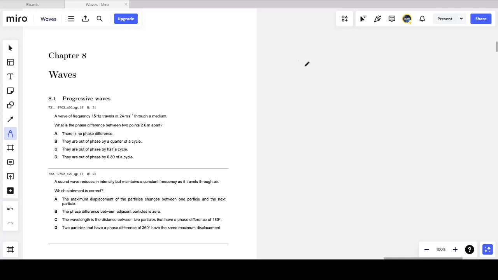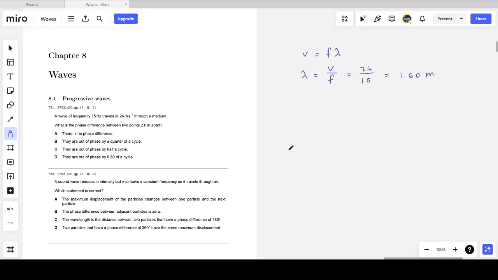So, let's look at the wave equation, shall we? We know that the wave equation v = fλ, meaning I can find the wavelength of this wave. Lambda is the speed of the wave v divided by the frequency f, which is 24 meters per second, which is given, divided by the frequency 15 hertz. This gives us a wavelength of 1.6 meters.